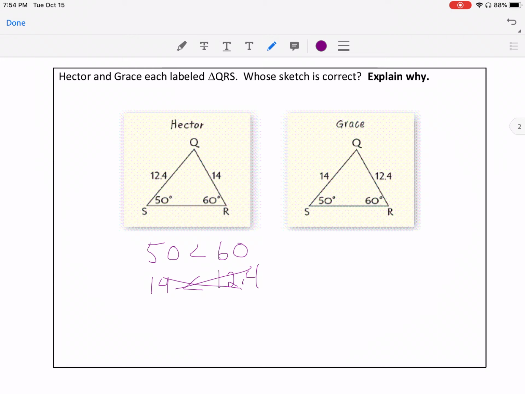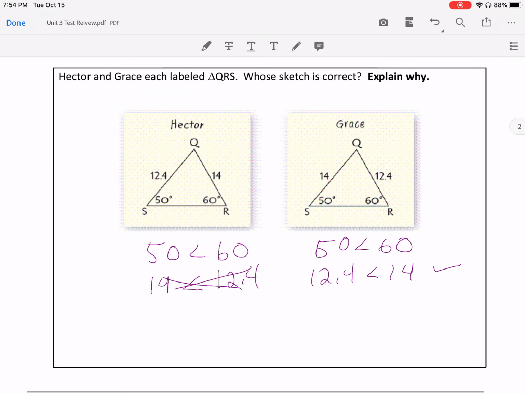In this case with Grace, we know 50 is still less than 60, and it follows that 12.4 is less than 14. So Grace was correct there because the larger the side, the larger the angle. So the larger side should be opposite the larger angle in the triangle. Hector was incorrect.